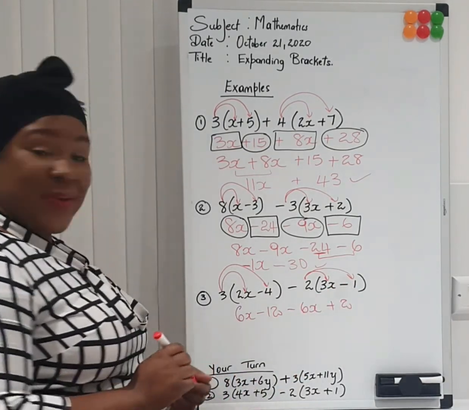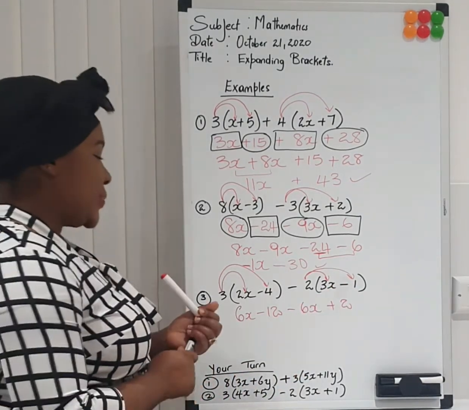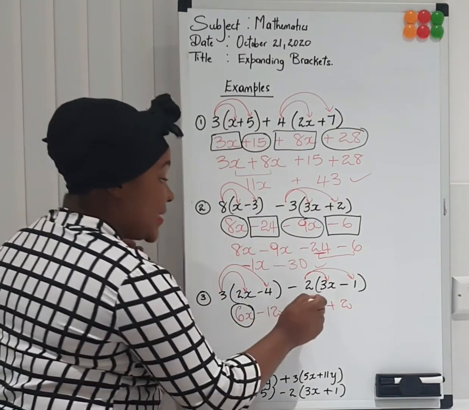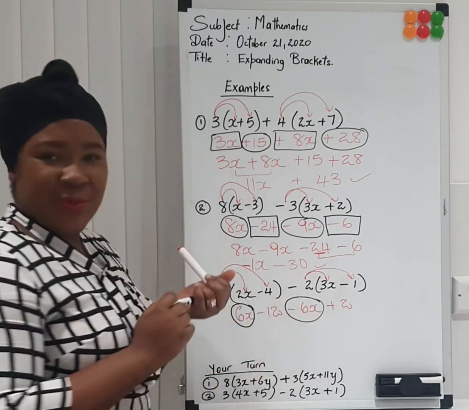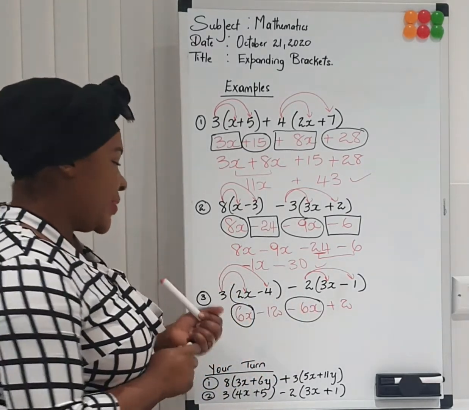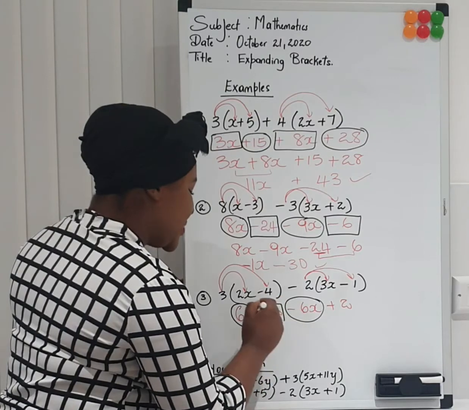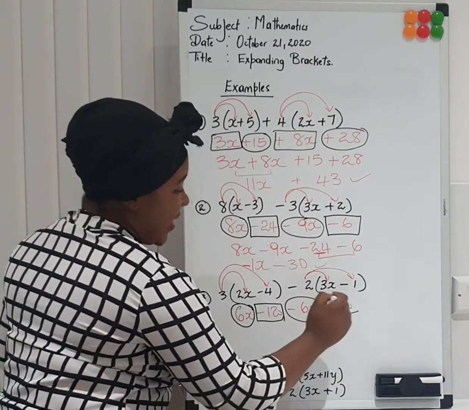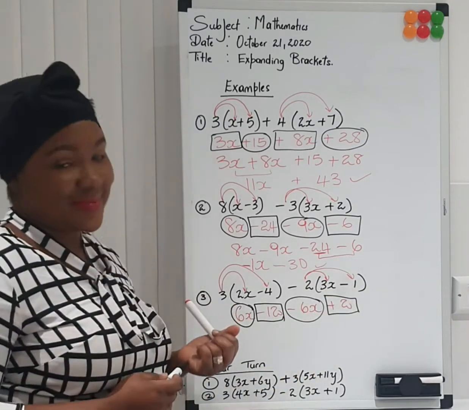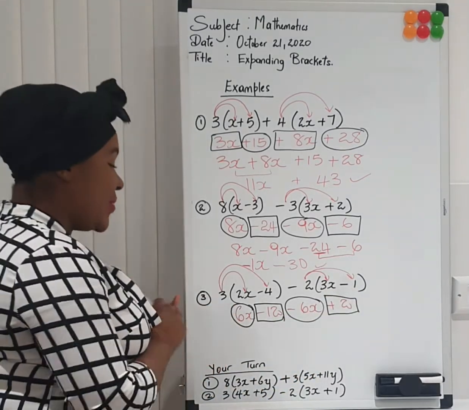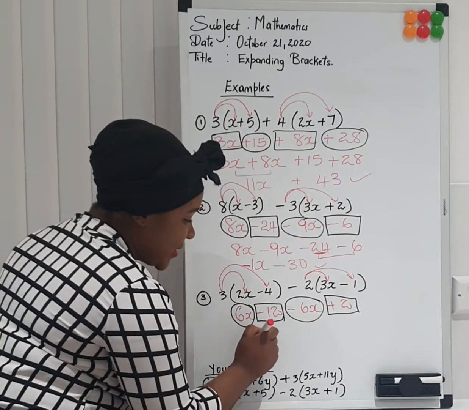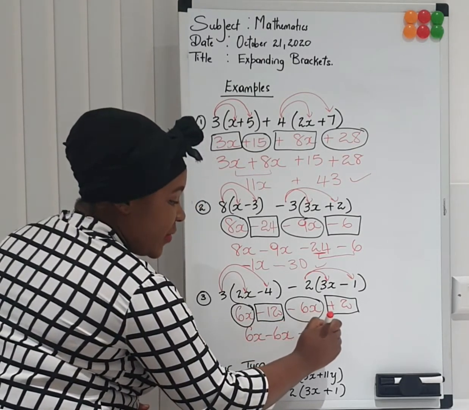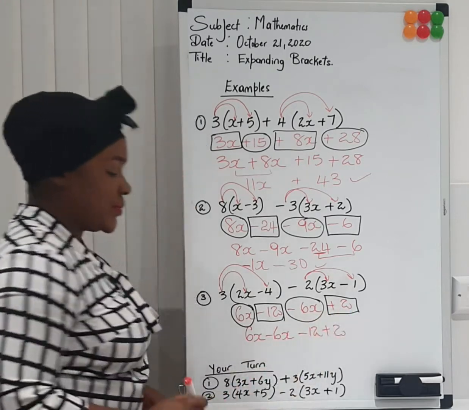Yes. What do I do next? I group. So I look for my like terms. So I see 6x. And I see negative 6x. Those are two like terms. So I circle them. I have another term, negative 12. I put a rectangle around that one. And I put a rectangle around that one. They are like terms. Now I'm going to group 6x minus 6x minus 12 plus 2.